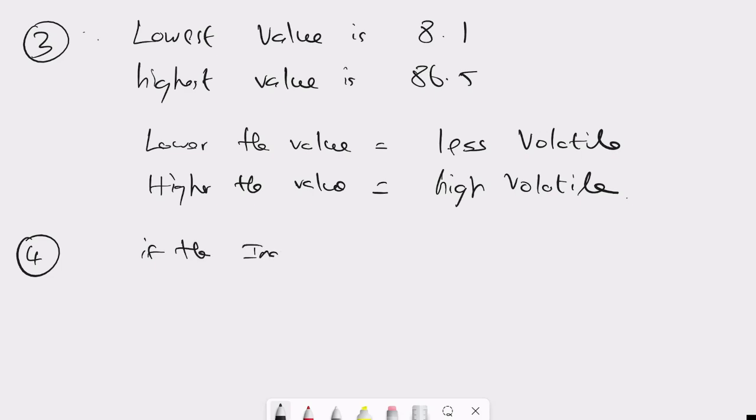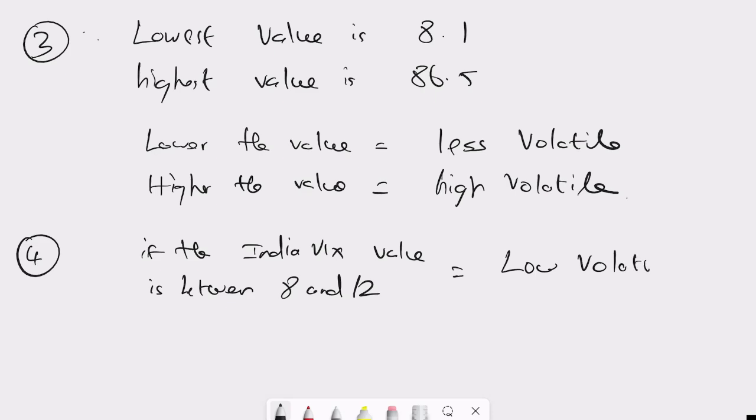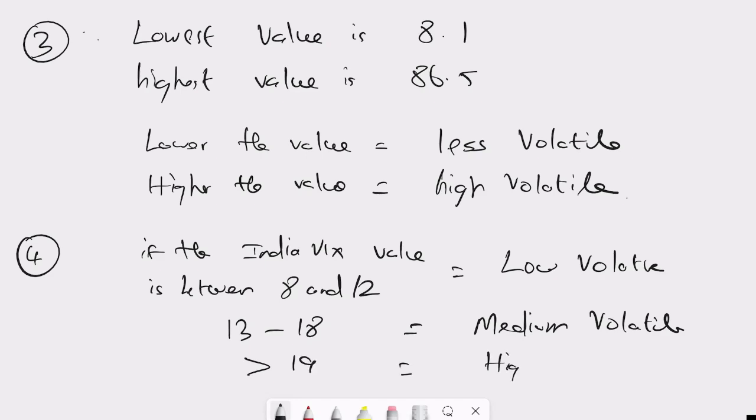We can split the range into different categories. If the India VIX value is between 8 and 12, then it is low volatility. If the value is between 13 and 18, medium volatility. If it is greater than 19, then it is high volatility.